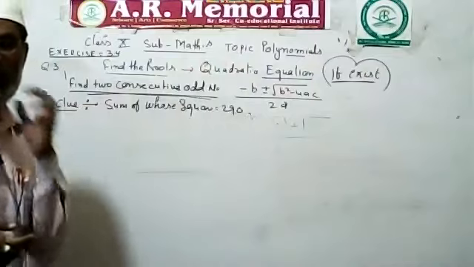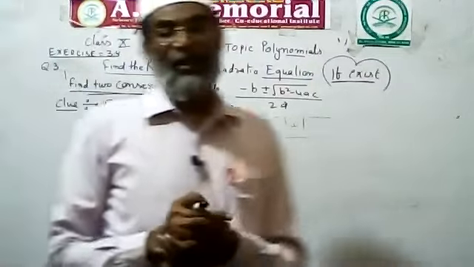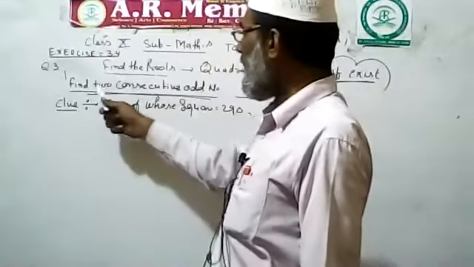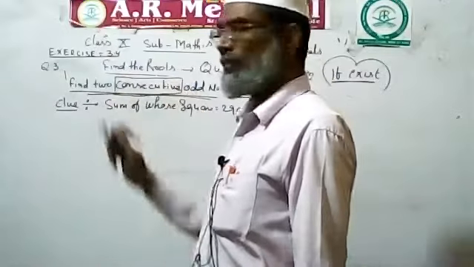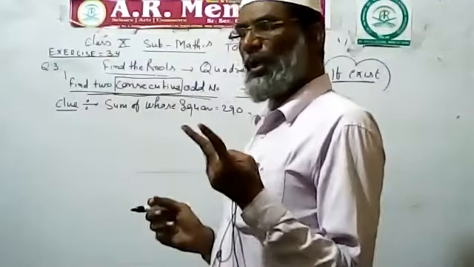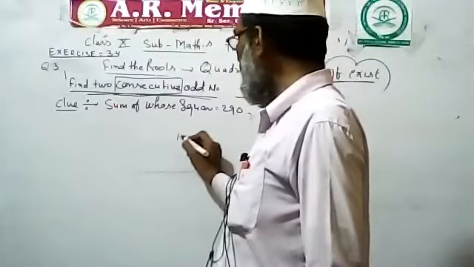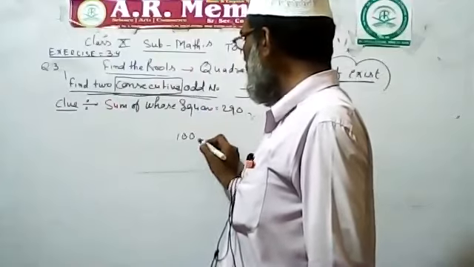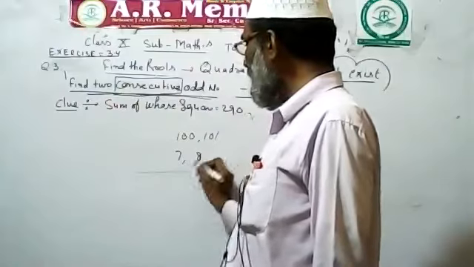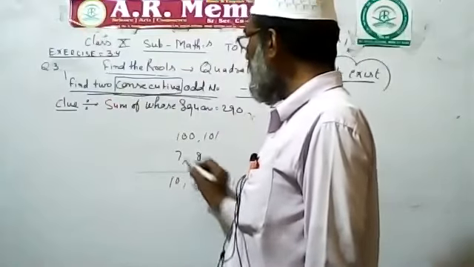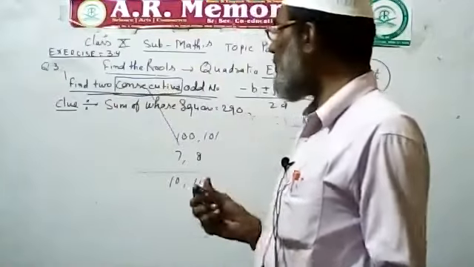So first of all, we want to create the equation. Sir, how? The word consecutive is there. Any two continuous numbers are called consecutive, like 100 and 101, 7 and 8, 10 and 11. This is the word; two continuous numbers are called consecutive.